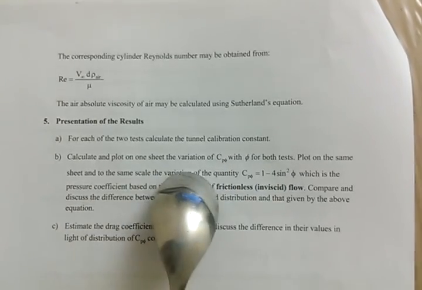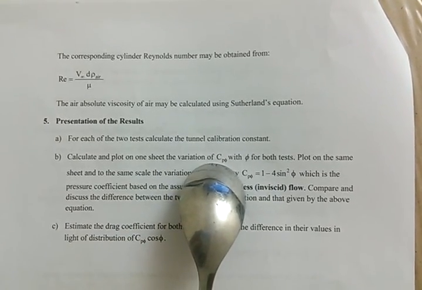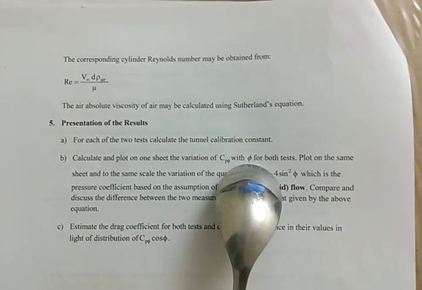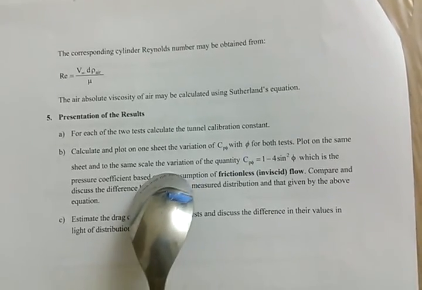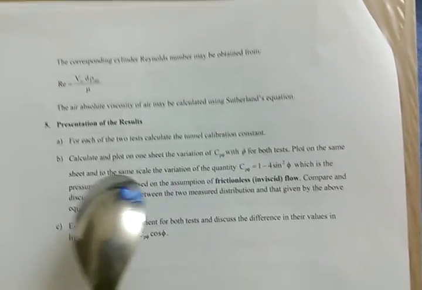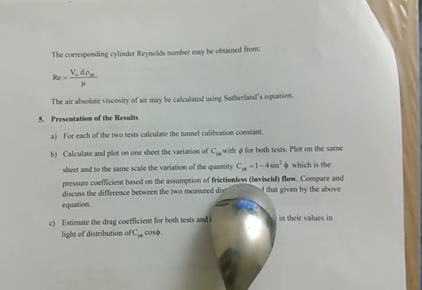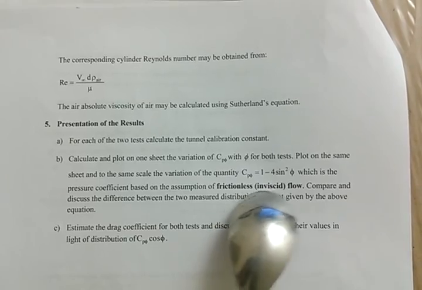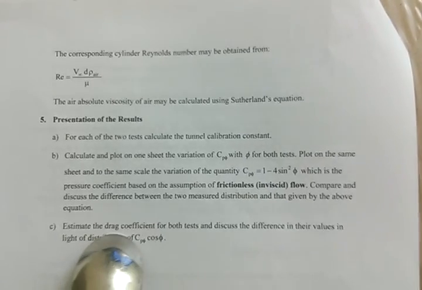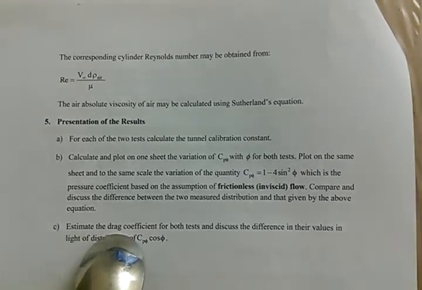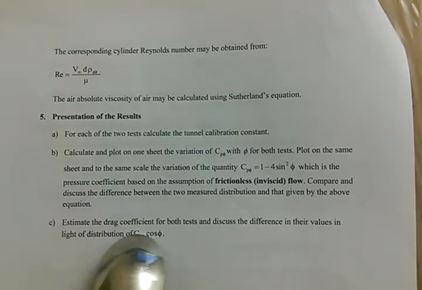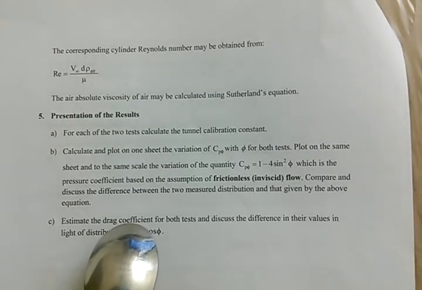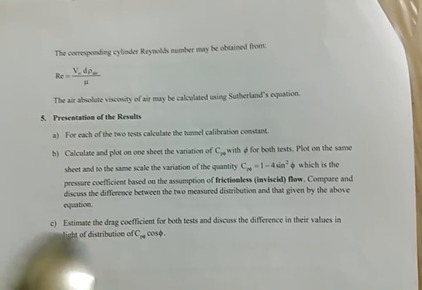Then they want to see a graph with pressure coefficient on one axis and angle on the other axis, and they want to see three lines on it. One line for our smooth flow, one line for our turbulent flow, and one line with this equation, which is for frictionless flow. Then after that, they want to see an estimation of drag coefficient. How that's done is basically just another graph, and we work out the area under it, and we basically halve it. So we'll go over that.